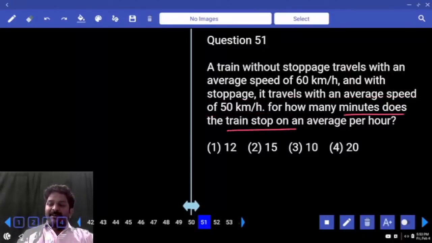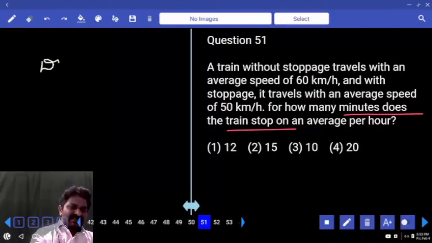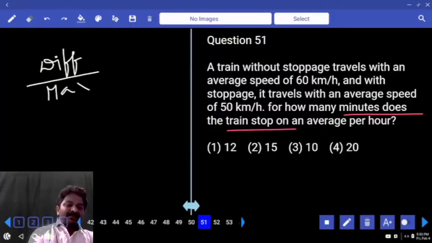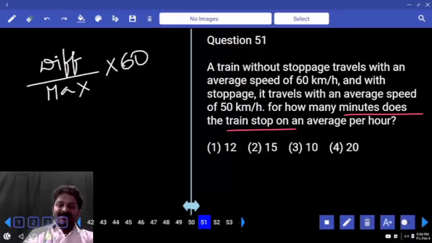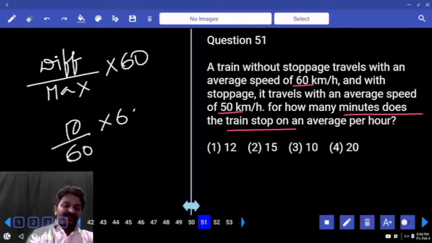So stoppage time, when we were given speed including stoppages and excluding stoppages, yesterday I think we discussed, right? Difference of speeds by maximum speed into 60. This 60 is for converting hours to minutes. Difference of speed 60 and 50, 10. Maximum speed 60 into 60. Answer 10 minutes.